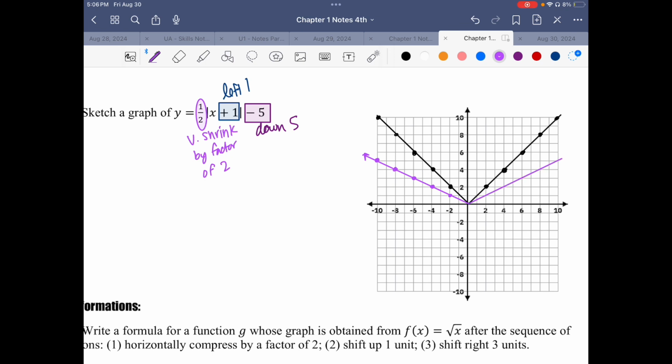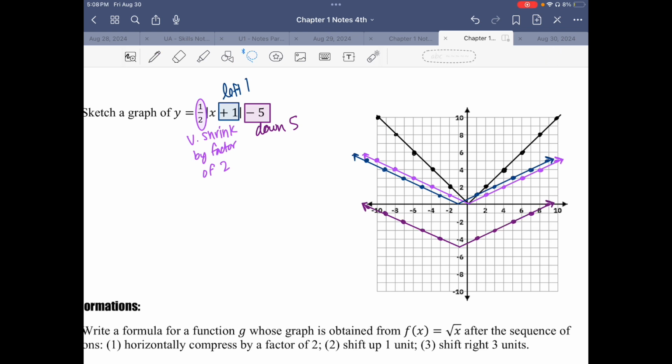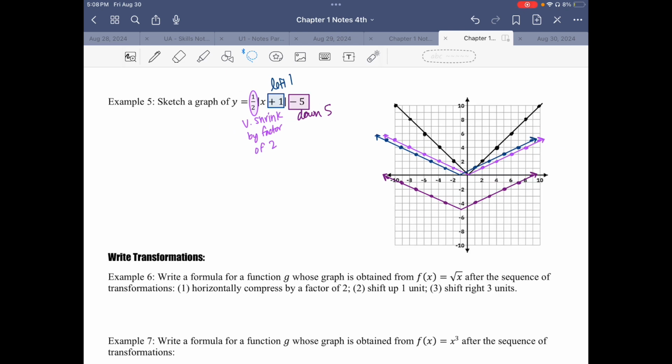However, I'm going to use my knowledge of the absolute value function to recognize that these need to be exactly reflected of the others. So if that's helpful, you can always do that. And then it needs to move left 1. And then lastly, this needs to move down 5. And there you have your transformed absolute value. The purple one is the final.